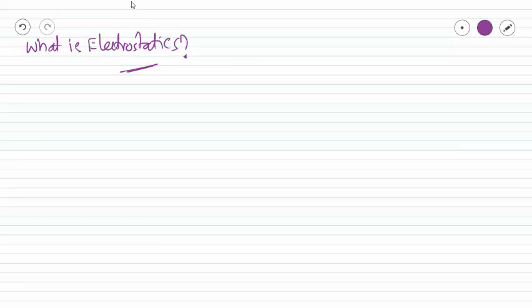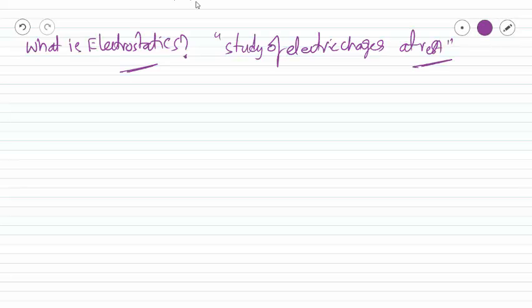So electrostatics in general is the study of electric charges at rest. That is what electrostatics is all about. There are many applications of electrostatics in our day-to-day life, but we will discuss them at the end of this unit.